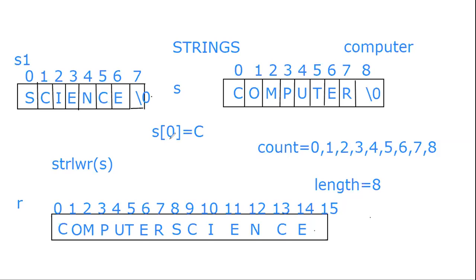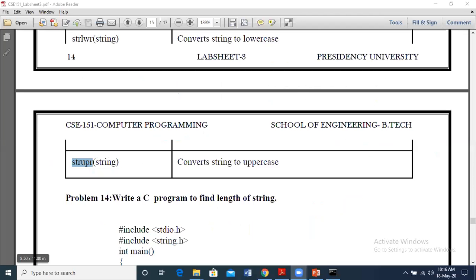So string reverse, string lower, and string upper are supported only by a few compilers, okay? But all other functions can be used in all compilers. Is this clear? Are the string manipulation function definitions clear?